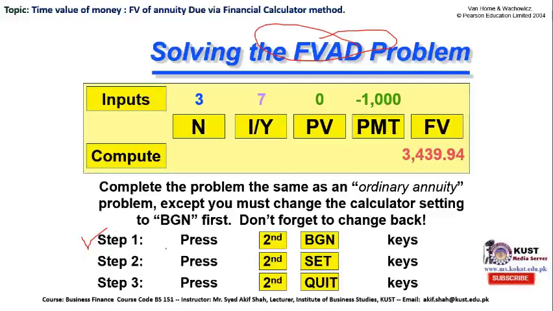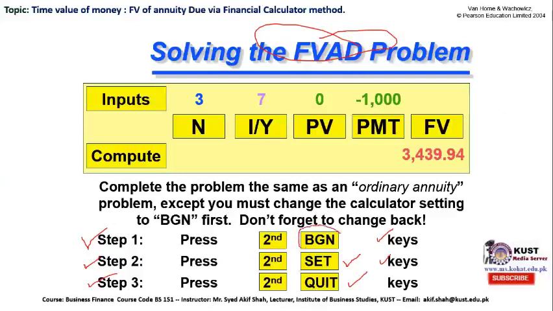So step number one is to press the second button and then press the beginning BGN key. Then step number two is to press the set button and then press the enter key. And step number three is to press the quit button, and your financial calculator is now ready to calculate the future value of annuity due.